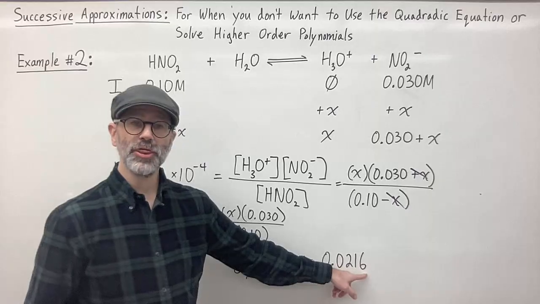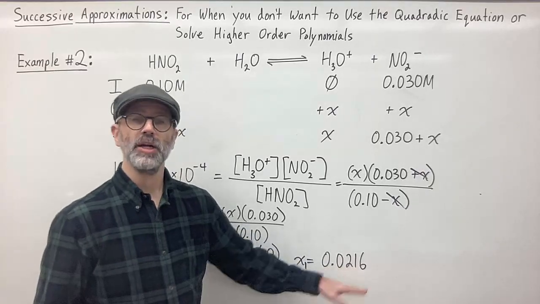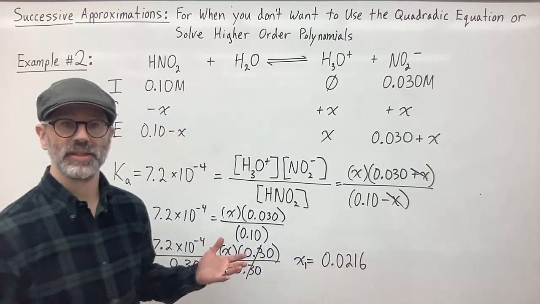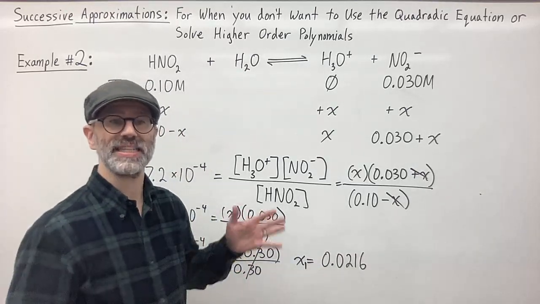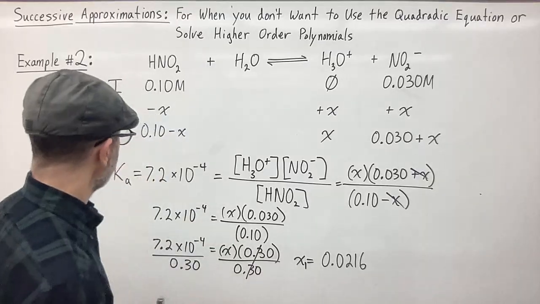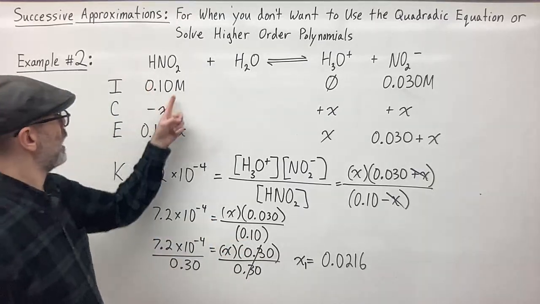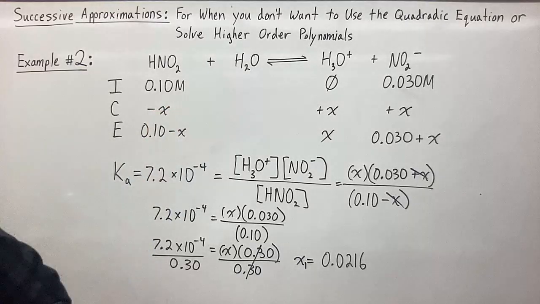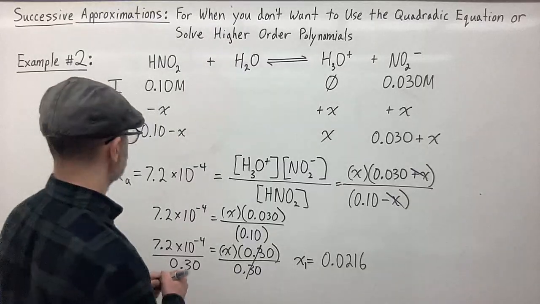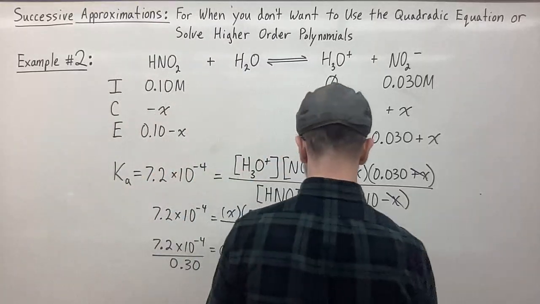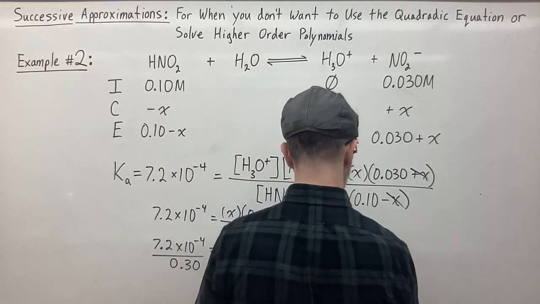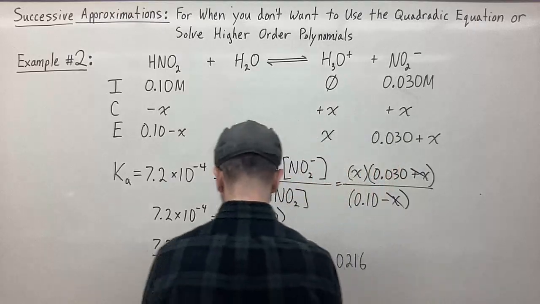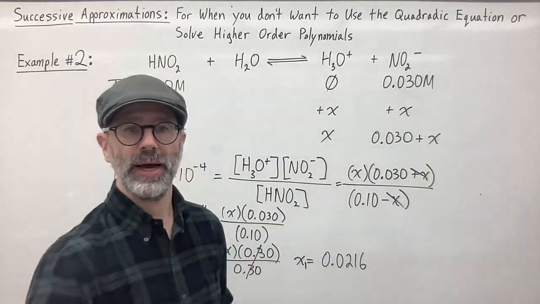I have a third digit there. I'm keeping an extra digit to avoid rounding errors. So now I can use this to calculate what the error is, and see if it's less than 5%. I'm going to take this and relate it to the original concentration. Let's see here. I'm going to go ahead and calculate that.